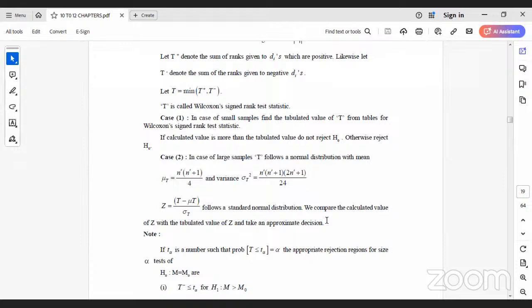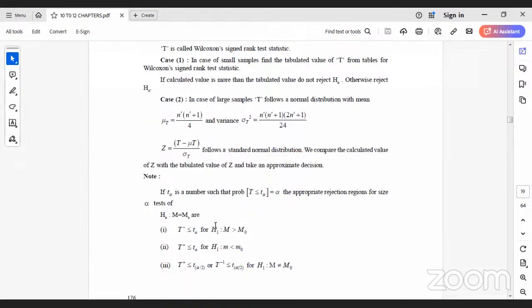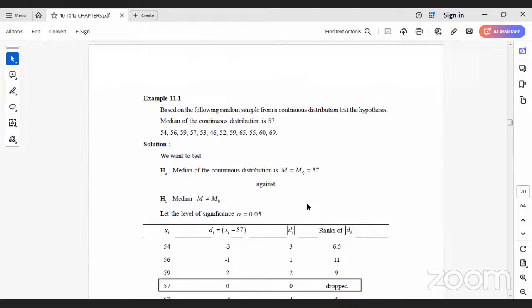If T alpha is such that the probability of T less than or equal to T alpha is equal to alpha, the appropriate rejection region for a size alpha test of H naught: M equal to M naught is as follows. T minus less than or equal to T alpha for H1: M greater than M naught. T plus less than or equal to T alpha for H1: M less than M naught. And T plus or T minus less than or equal to T alpha by 2 for H1: M not equal to M naught. I told this in the classroom also.